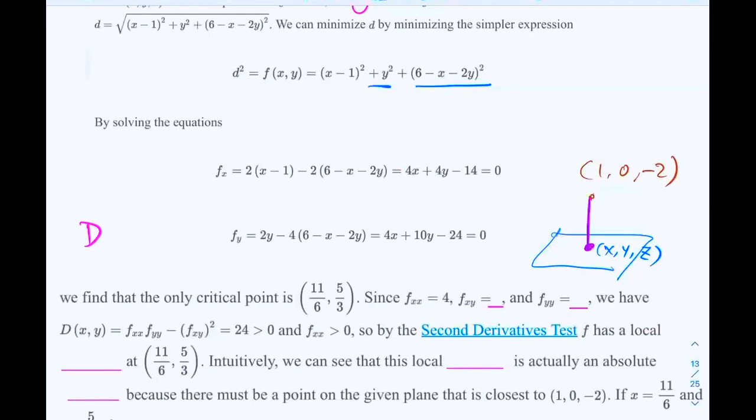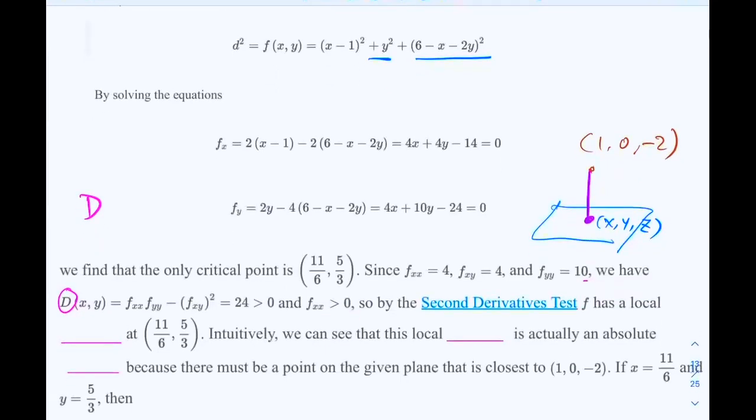And then fxy. Is it 4 again? Yes. Okay, fyy. 10. Yeah, so that will be 10. And then you calculate D over here. Okay. So you calculate D using this, and that's positive. And fxx is positive. Okay. So when fxx is positive, think about it's kind of like the concave up case.